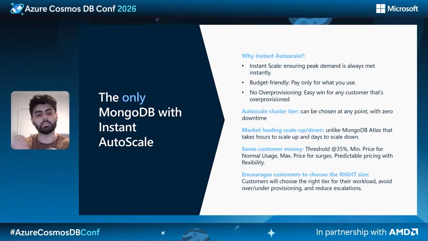And if we see the demand has slowed down, we are going to automatically lower the compute based on your workloads. So your application is still running without that unexpected need that is going to crash the website. We ensure that all our users have instant autoscale. So customers will choose the right tier for their workloads and avoid under-provisioning and reduce the escalations and budgeting.